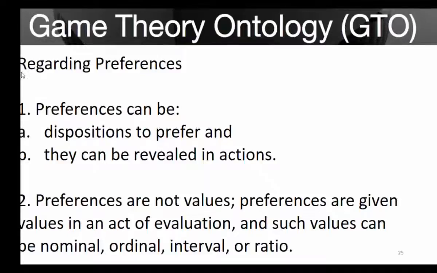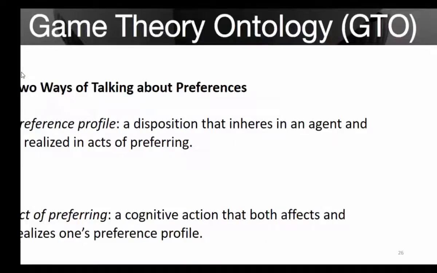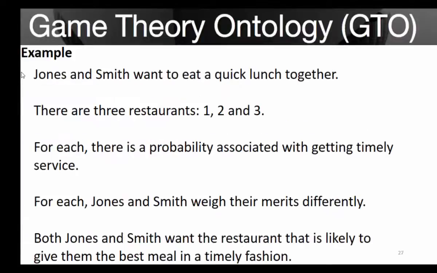So preferences are antecedents to the different values they might take on. I have classes of preference profiles that are dispositions that inhere in an agent and are realized in acts of preferring. And I have acts of preferring that are cognitive acts that both affect and realize one's preference profile. The idea is that when you prefer something actively, you're both reaffirming your disposition, but you're also realizing that disposition. There's a sort of dynamic quality that they have.